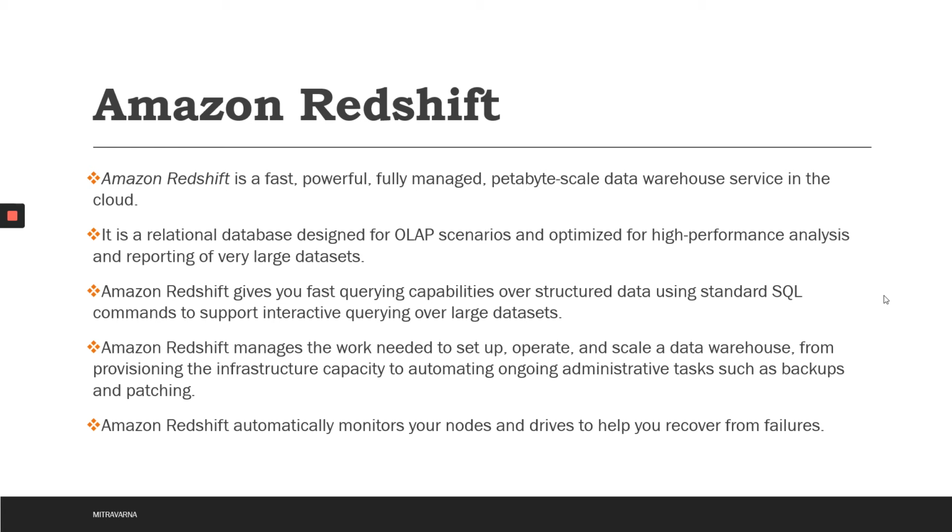Amazon Redshift gives you fast querying capabilities over structured data using standard SQL commands to support interactive querying over large data sets. So as I mentioned earlier, Amazon Redshift is used in data warehouses, and this is useful for OLAP, online analytical process scenarios, and this is a relational database type. So everything will be in SQL format. Amazon Redshift manages the work needed to set up, operate, and scale a data warehouse, from provisioning the infrastructure capacity to automating ongoing administrative tasks such as backups and patching.